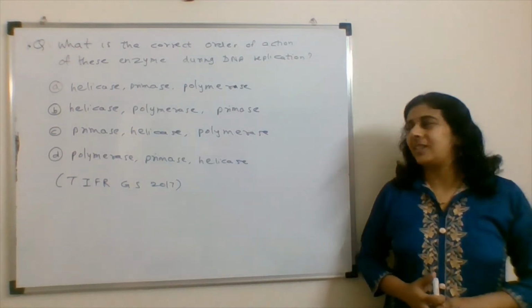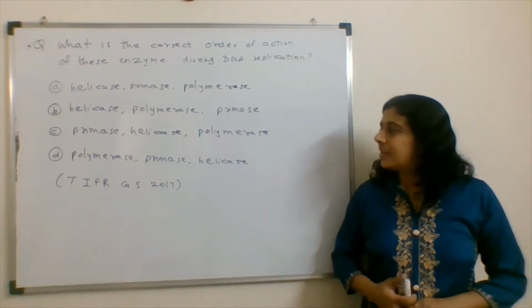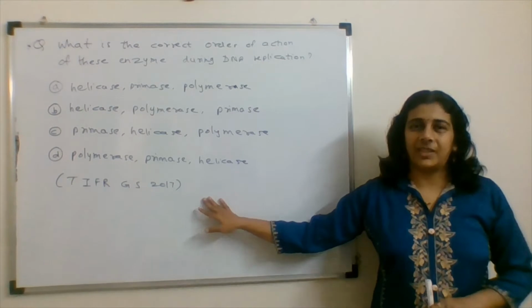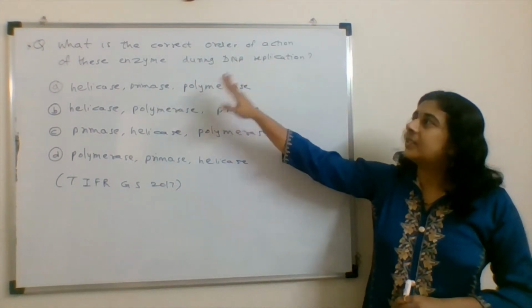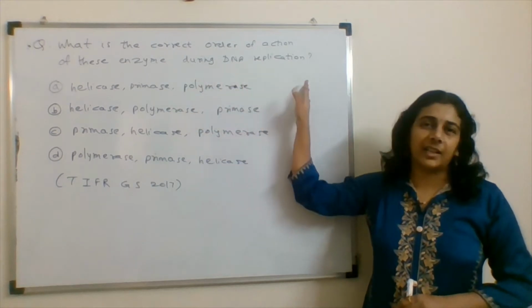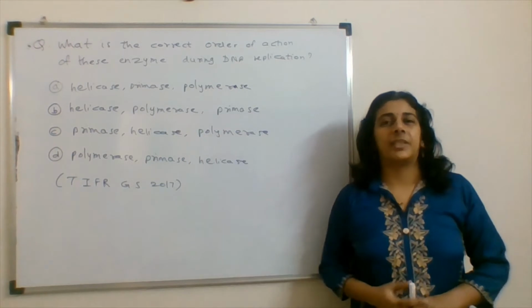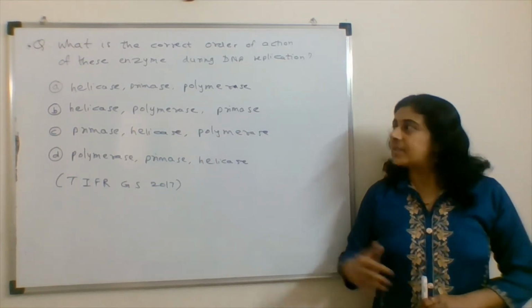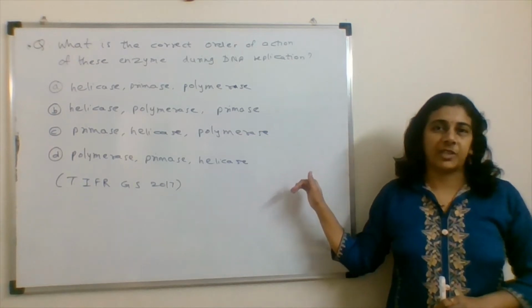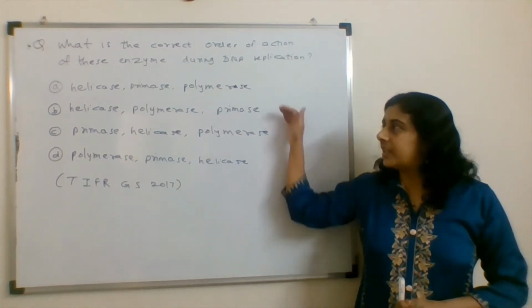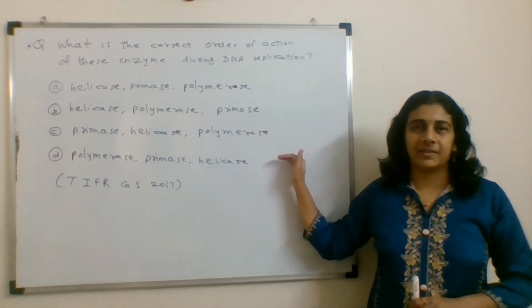So today's question is from the TIFR GS examination in biology. Year is 2017. What is the correct order of action of these enzymes during DNA replication? Helicase, primase and polymerase. The three enzymes are given and different orders are given in each option. So we have to find out the correct order of these events.